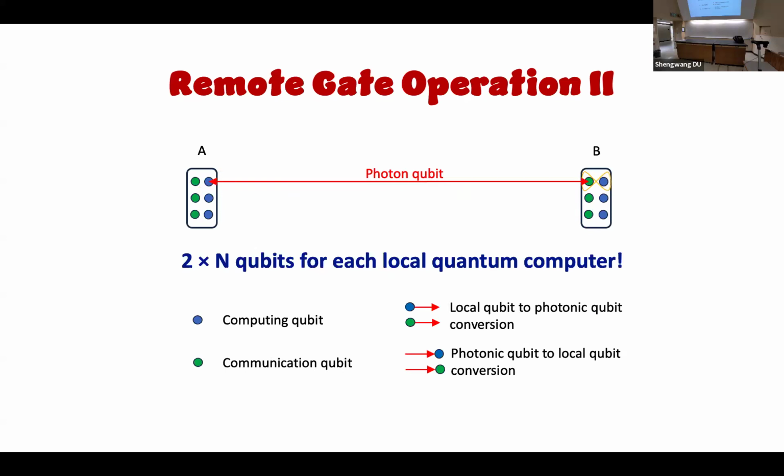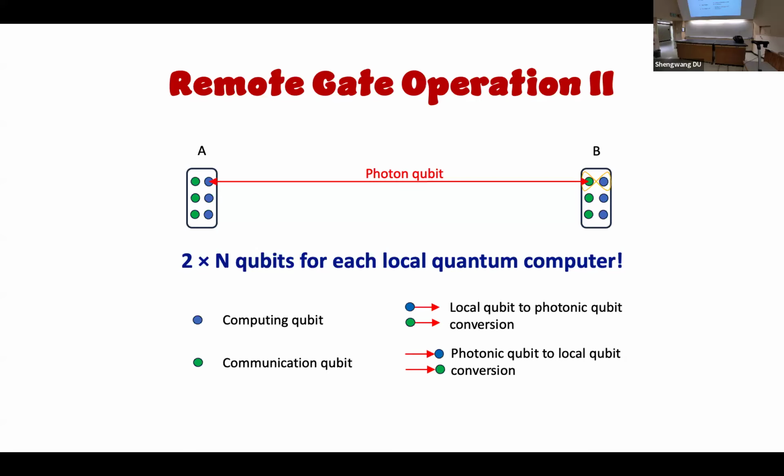The other possible way is, for example, this protocol. For each quantum computer, let's say you have what I will call a computing qubit, for the computing. And now this green one is for communication.